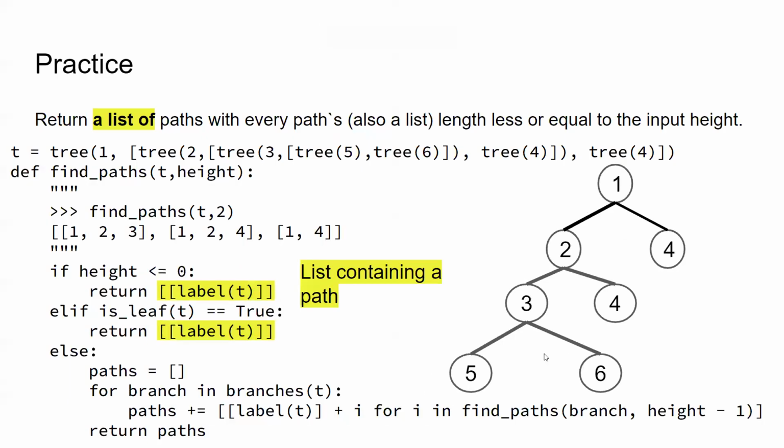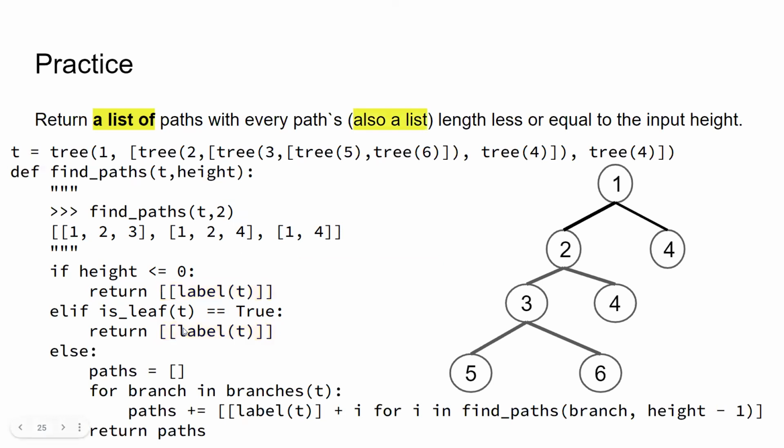So if high is less than or equal to 0, return this list of label t. Else, we return a list of label t, a list containing a path. So this is the raw path, starting from the bottom, starting from 3 and 4, and also this 4.